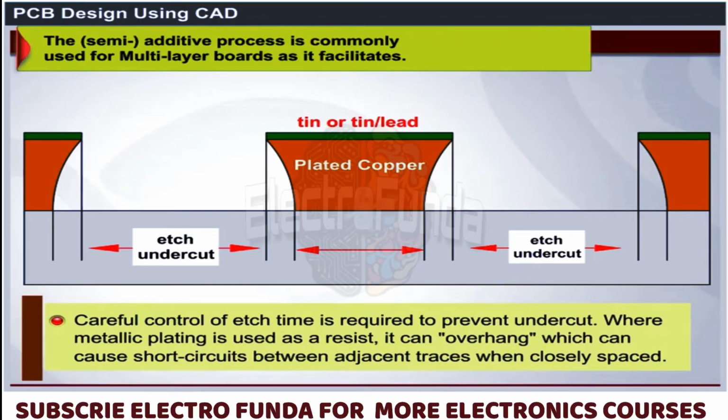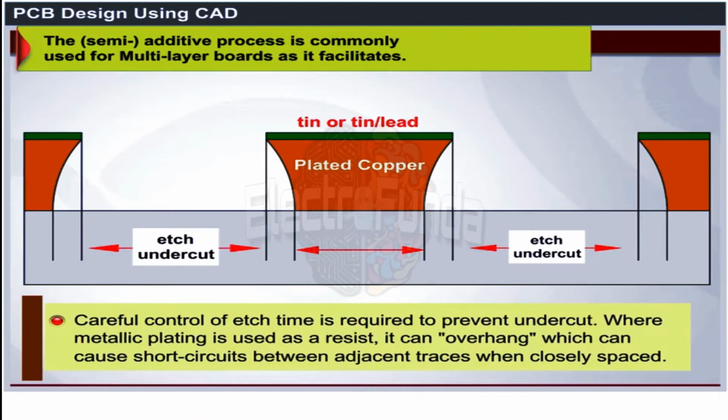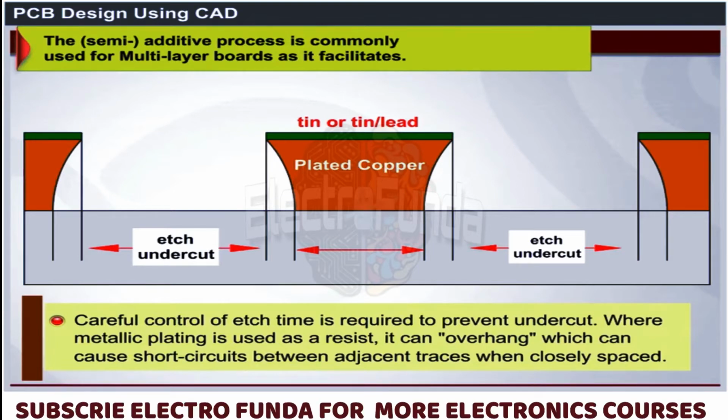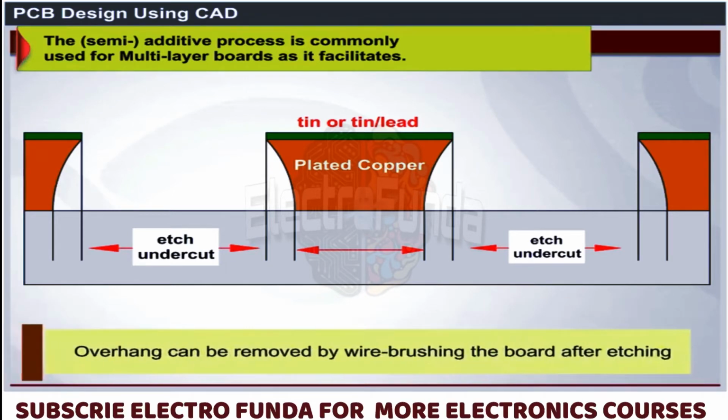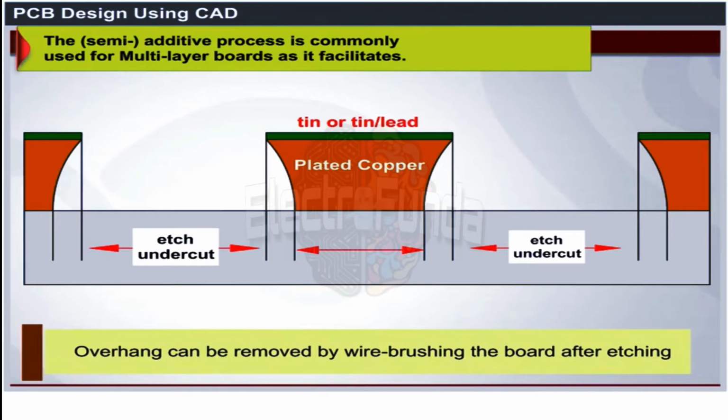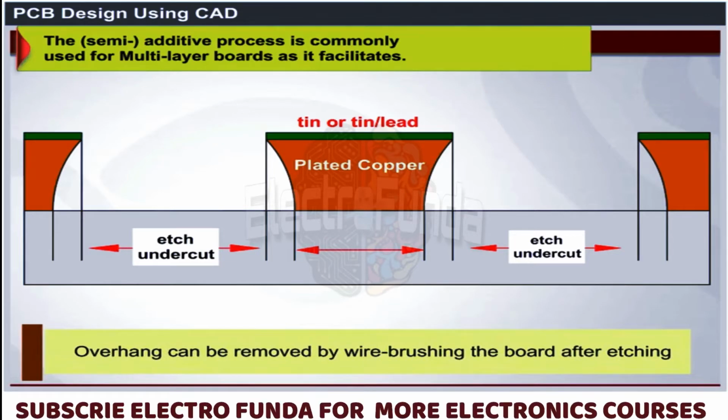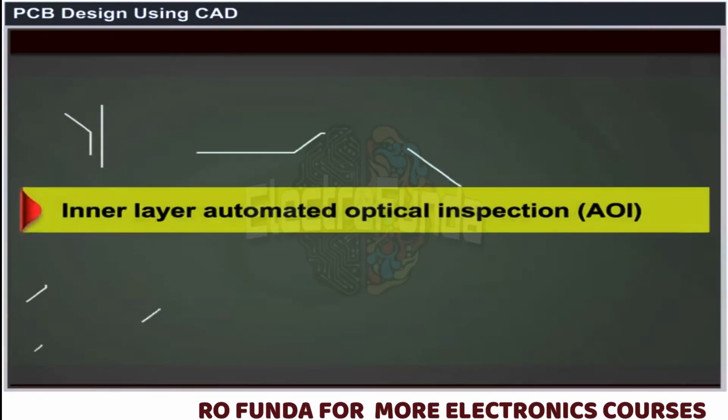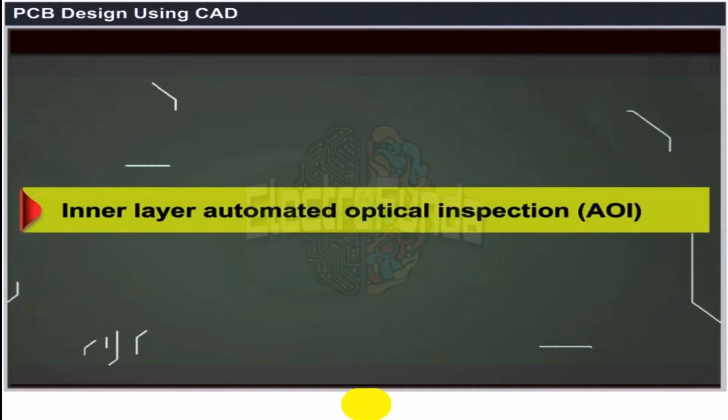Where metallic plating is used as a resist, it can overhang, which can cause short circuits between adjacent traces when closely spaced. Overhang can be removed by wire brushing the board after etching. Inner Layer Automated Optical Inspection (AOI).